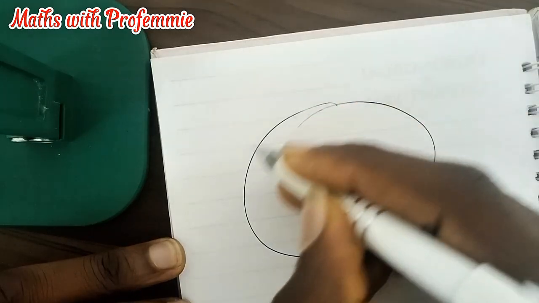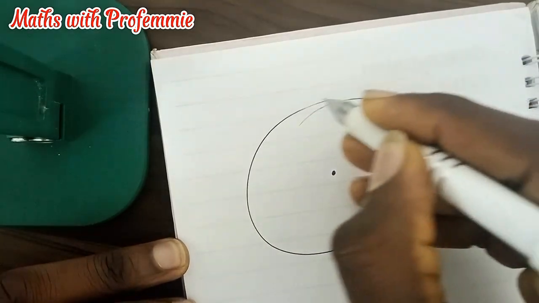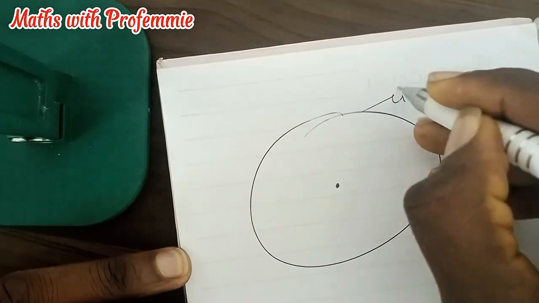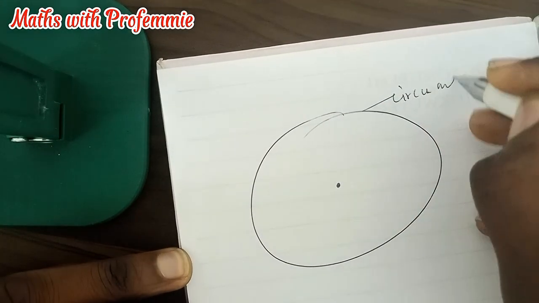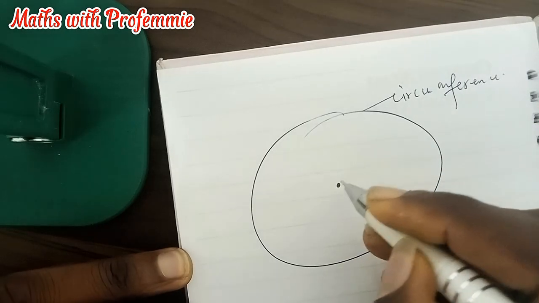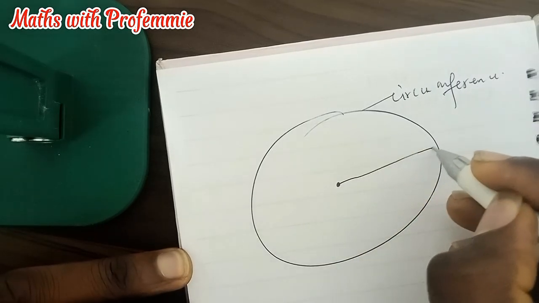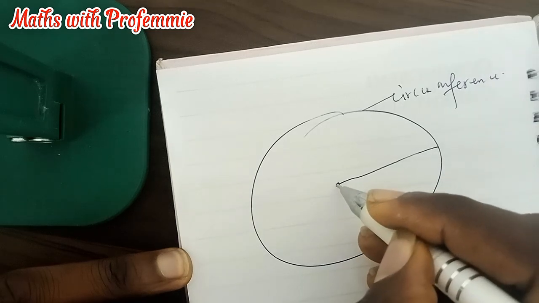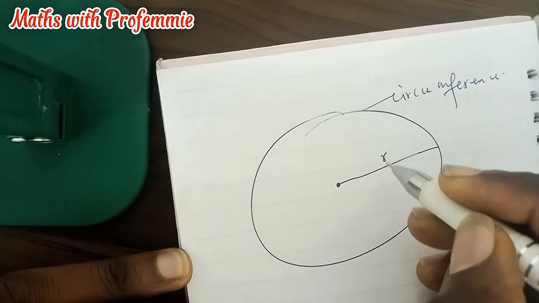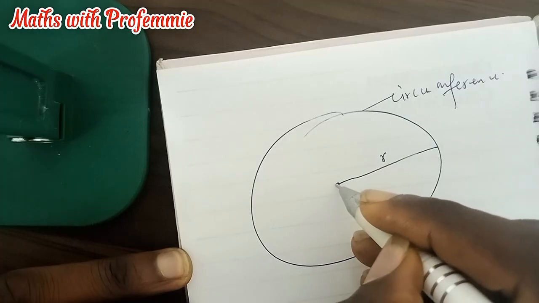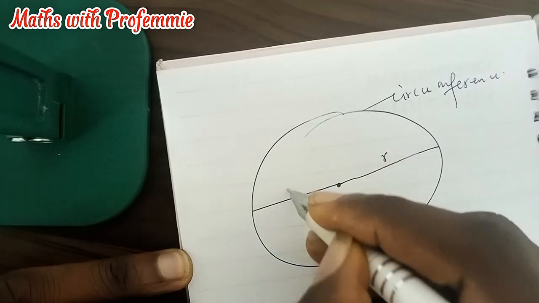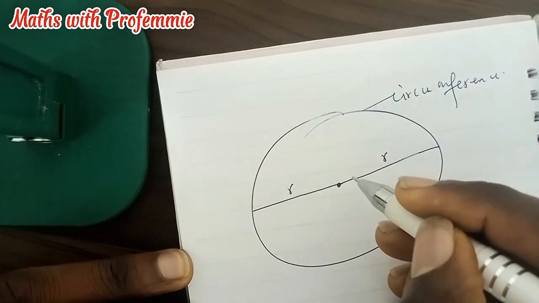So this line, which I'm showing you, is called the circumference. So we have that at the circumference. So from this midpoint to any part of the circle. Alright, so my circle is not perfectly round, but let's take that as a circle. So we have this as the radius. Then from here to any part of the circumference, we have this also as the radius.